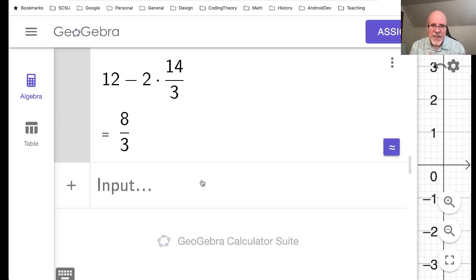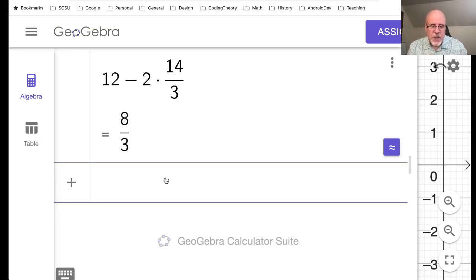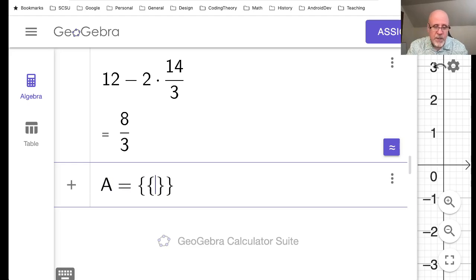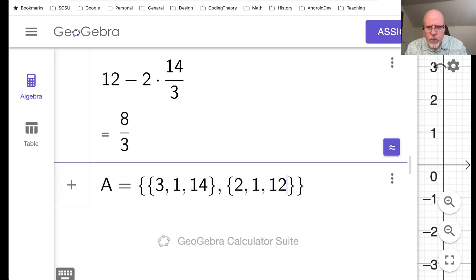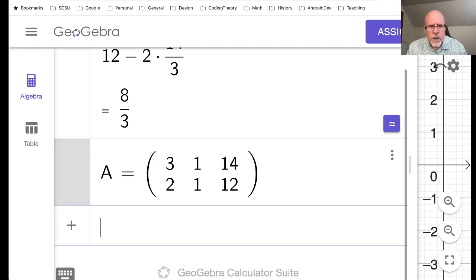But the other approach one could take here in using some technological aid is to make yourself up a matrix of the form we just had. The equations, the numbers in the coefficients were 3 and 1, and then it was a 14 in the right-hand side. So there's your first row. The second row was 2 and 1 and 12, if memory serves. Is that really the same matrix we had here?